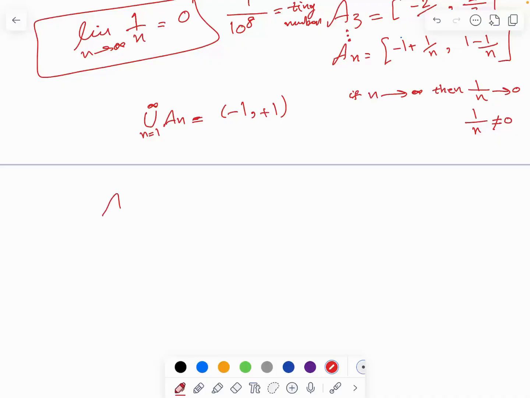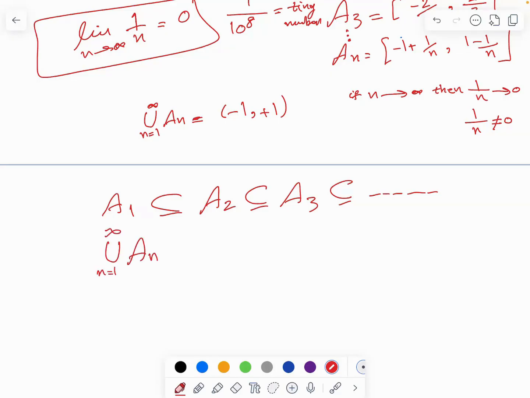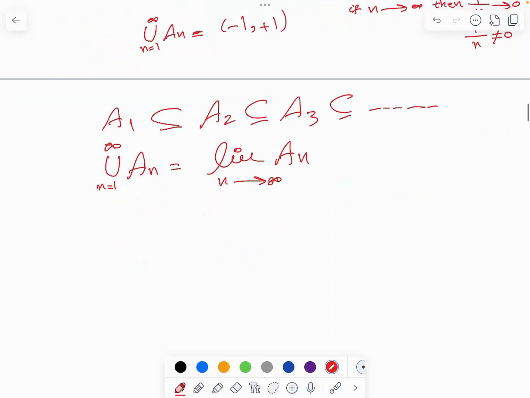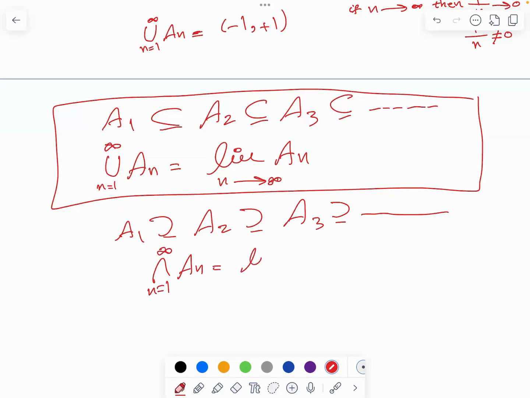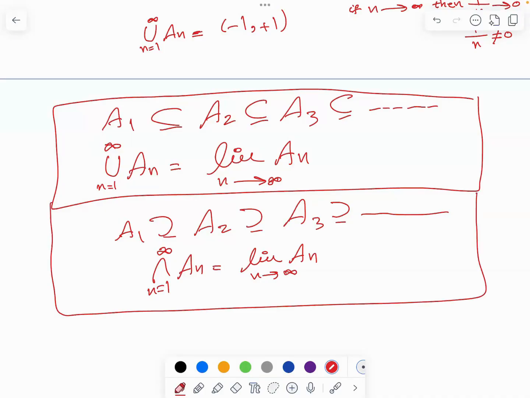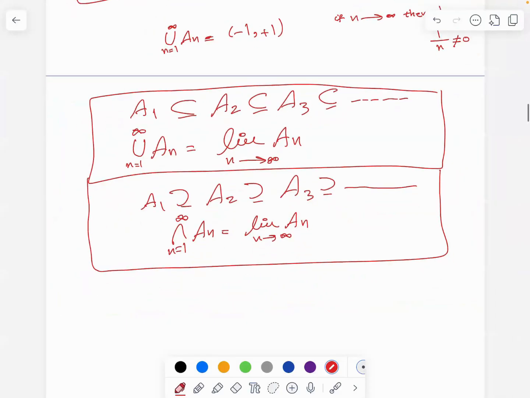However, A1, you see that it's a subset of A2, a subset of A3. If you have a union of increasing sets, this means your answer will be the limit of A_n. That's a well-known proposition. If A1 is decreasing like this one, the intersection of A_n running from 1 to infinity will be the limit of A_n. You don't have to memorize anything. It's just obvious. You can understand this intuitively. You don't have to prove it.